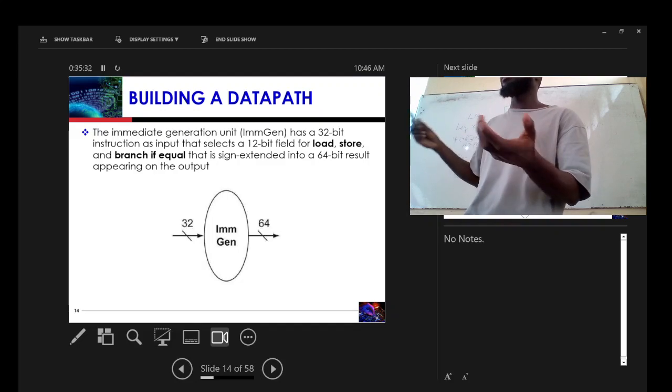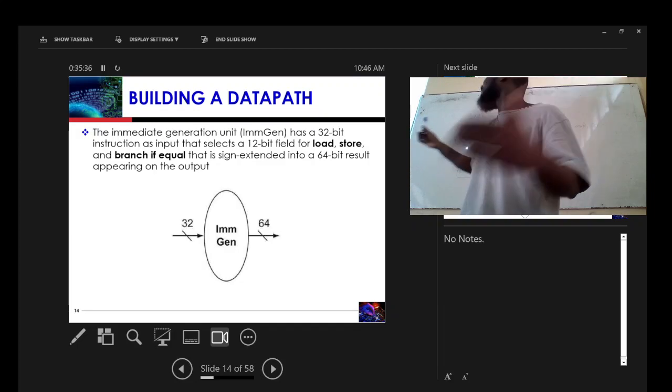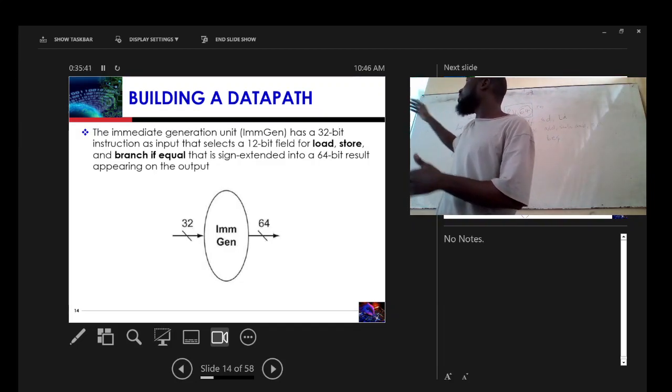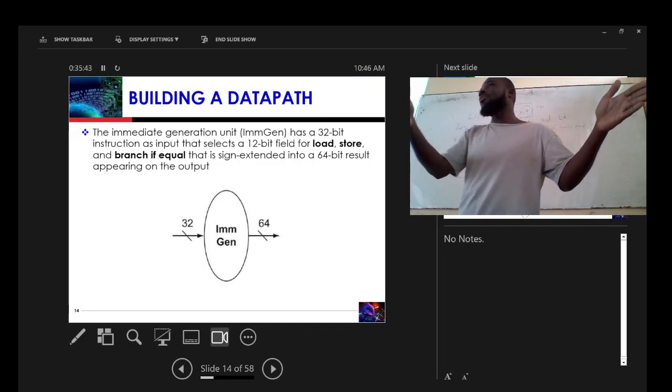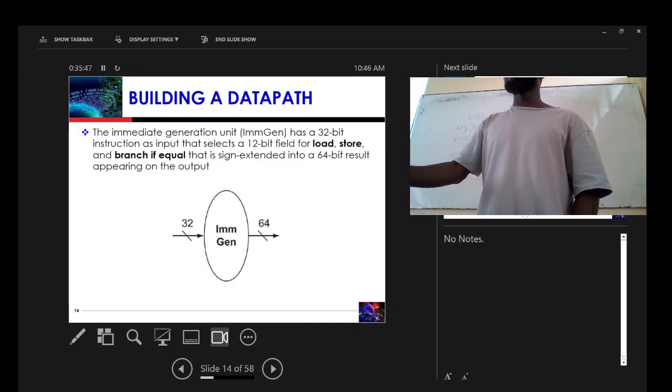Is the instruction LUI or ADDI? Then it knows that if it is LUI, it's 20 bits, so extend that 20 bits to 64 bits and it goes through. If it is ADDI, it knows that it's 12 bits, then extend that 12 bits to 32 bits. Understood?